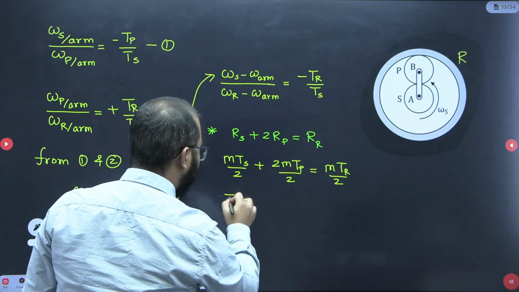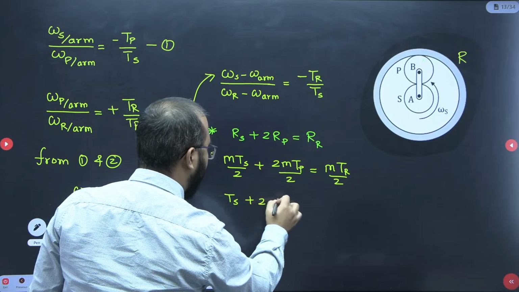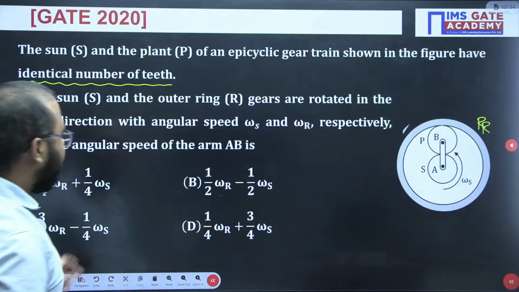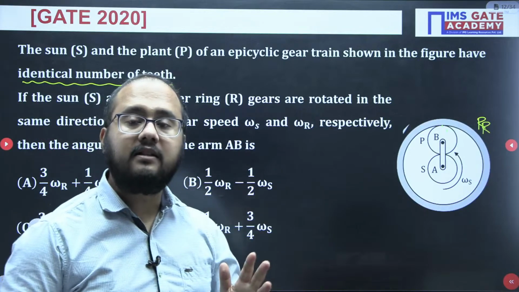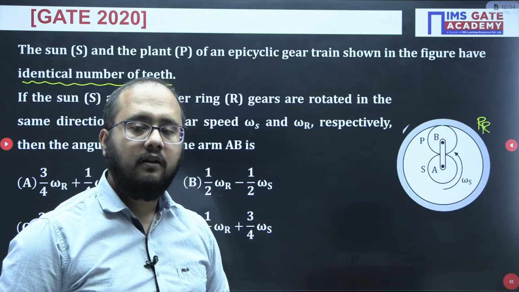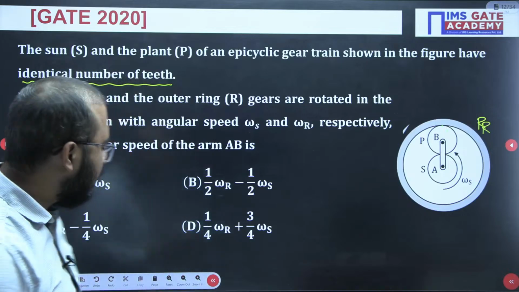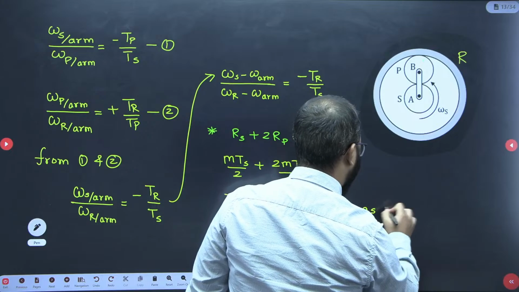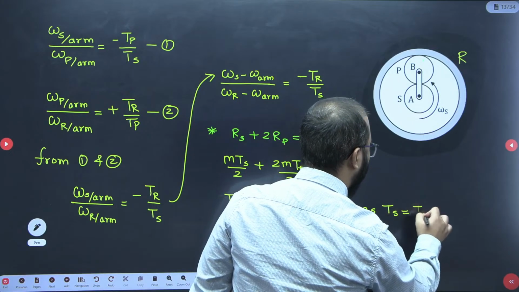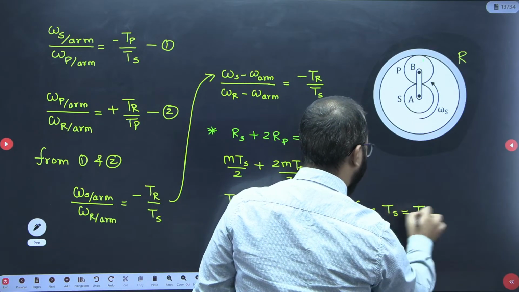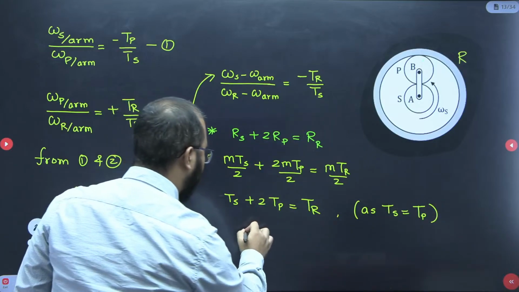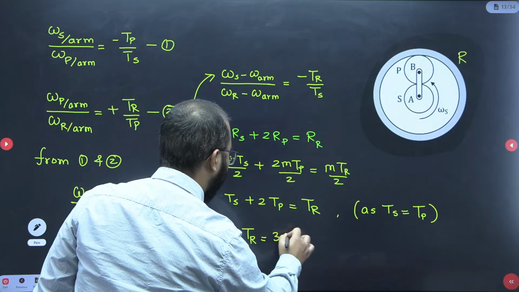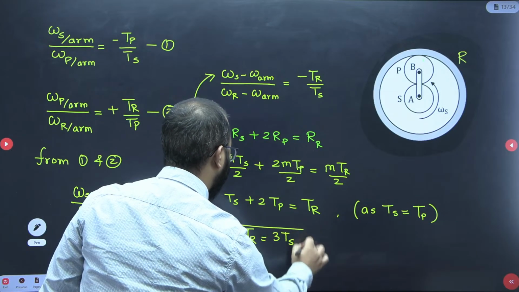So this TS value equals twice of TP value equals TR. In the starting itself I have told you TS equals TP, it is mentioned in the question. When both the values are equal, if I utilize that point here, as TS equals TP, instead of writing TP I can write TS, so TR will be equal to 3 times TS. This relation we got finally.